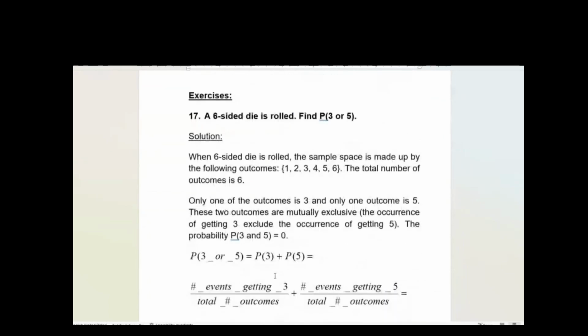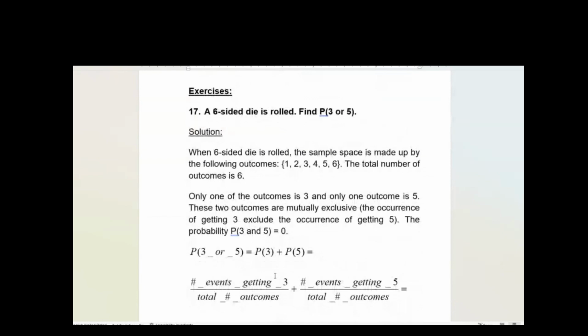A 6-sided die roll. Find the probability of 3 or 5. When a 6-sided die is rolled, the sample space is made up of the following outcomes: 1, 2, 3, 4, 5, and 6. The total number of outcomes is 6. Only one of the outcomes is 3 and only one of the outcomes is 5. There are no outcomes that are 3 and 5 at the same time, so the probability of 3 and 5 is 0.